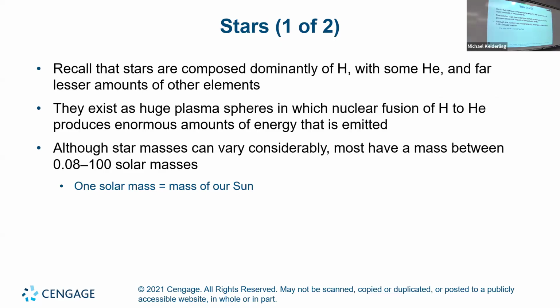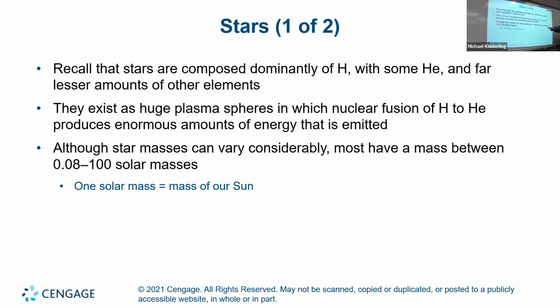So, stars, let's talk about stars. Stars are primarily composed of hydrogen with some helium and much smaller amounts of other elements. They exist as huge plasma spheres where nuclear fusion of hydrogen to helium produces enormous amounts of energy that get emitted. And the masses of stars can vary between about 0.08 and 100 solar masses. That's the range for stars that we see.